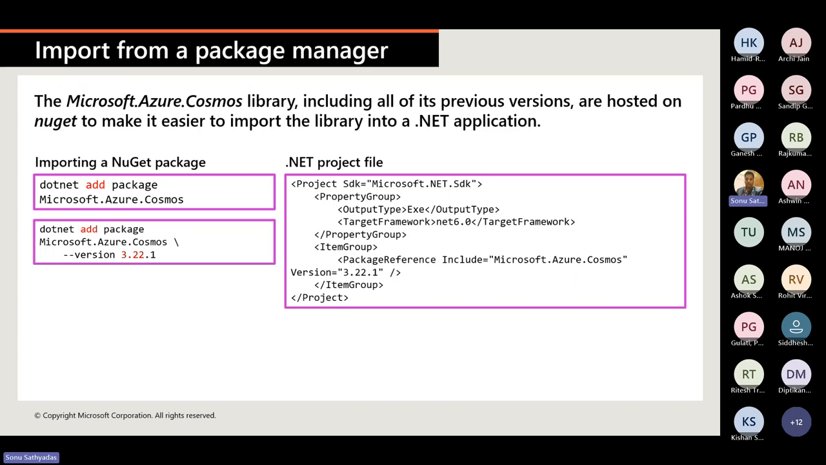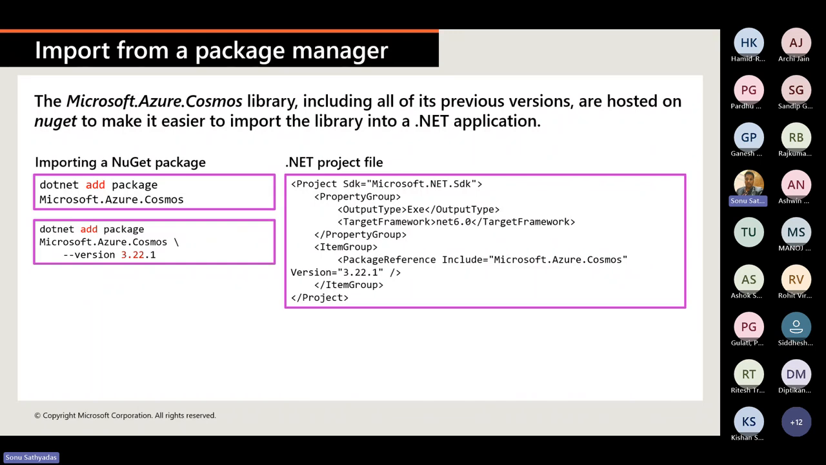We can install the packages using the NuGet package manager or the .NET command line. So if you are using the .NET command line, you can simply use the dotnet add package command to install the Microsoft.Azure.Cosmos package. To install a specific version of the package, you can use the version name along with the package name. That means while installing, you can specify --version followed by the version you want to install.